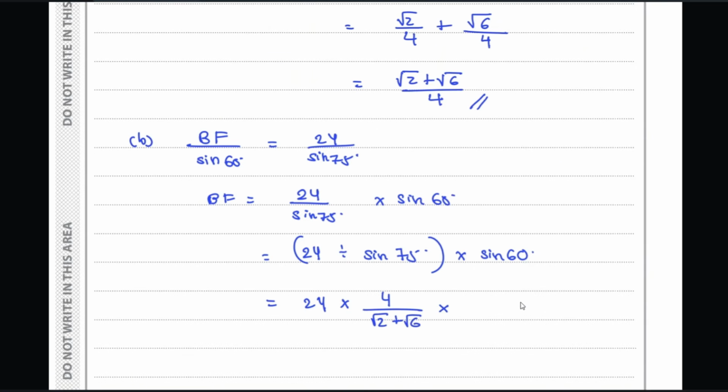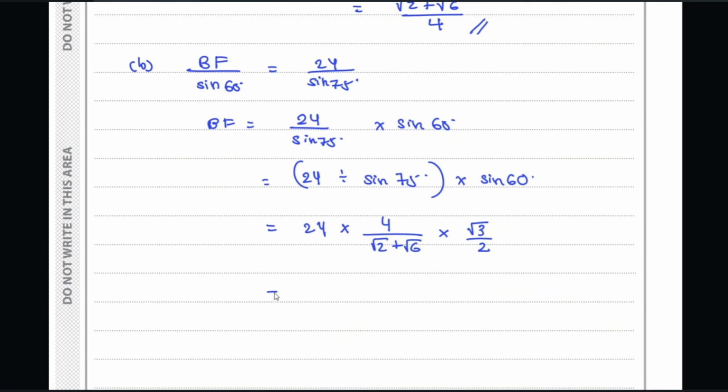What is sine 60? This is a special angle. Sine 60 is the same as cos 30, which is root 3 over 2. We have to simplify this. So what can we cancel? We can cancel 2, and 2 2s are 4. So 24 times 2 is 48. So 48 root 3 in the numerator. The denominator is root 2 plus root 6.